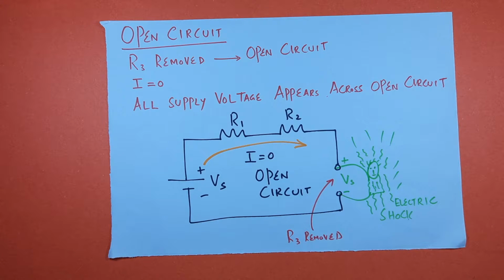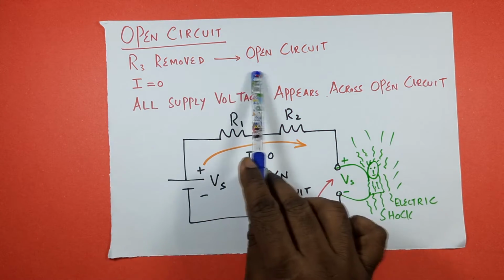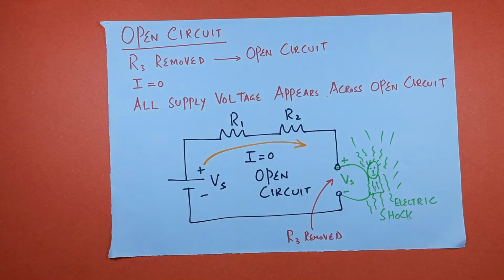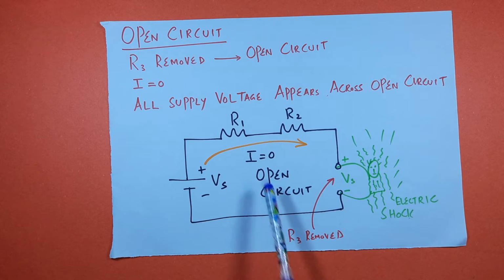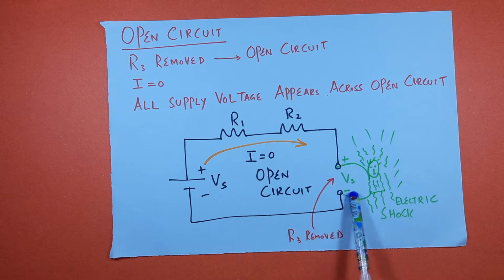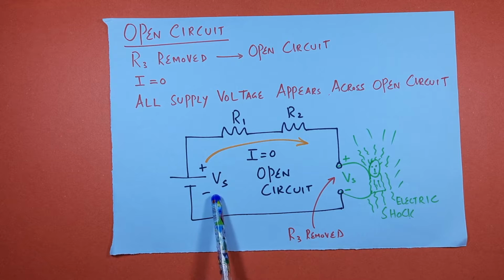And you know already very well, in an open circuit, current is zero. So R removed, it becomes an open circuit, current zero. In this situation, all the supply voltage will appear across the open circuit. So here we removed R, so it has become an open circuit, current equal to zero. Across this open circuit, all the supply voltage appears.